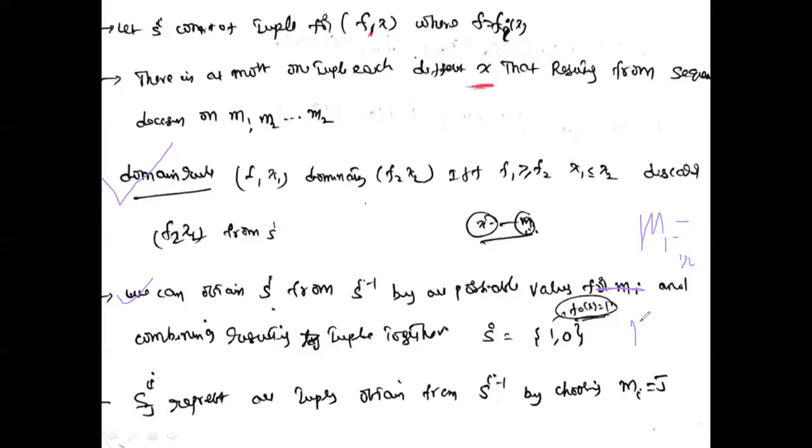Suppose the maximum value of m2 is 3. The upper bound is 3. The possible values of m2 are either 1 or 2 or 3. Same for m3 equal to 3. The possible values are 1, 2, 3.